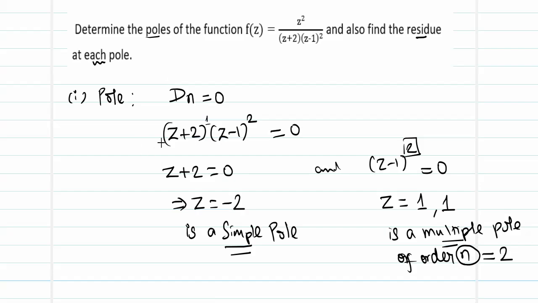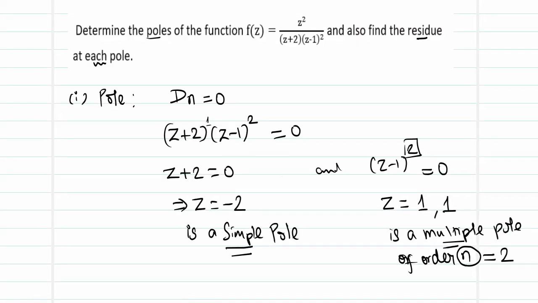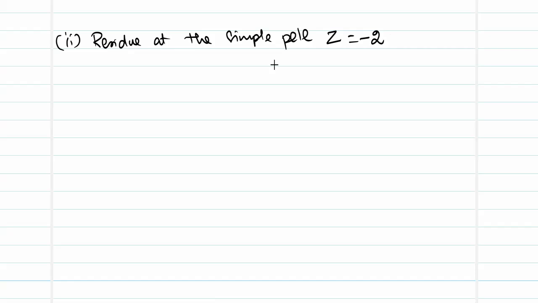So I need to find the residue of the function at z equal to minus 2 as well as the residue of the function at z equal to 1. Come on, we will evaluate them one by one. The first thing we are going to see is step 2, the residue at the simple pole. What is the simple pole for us? z is equal to minus 2.